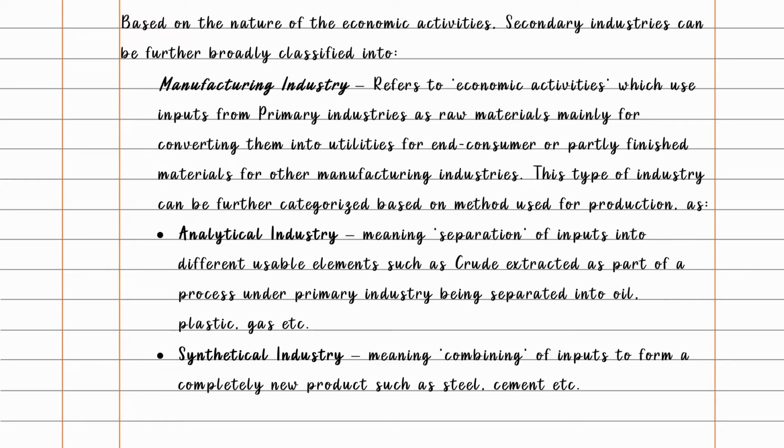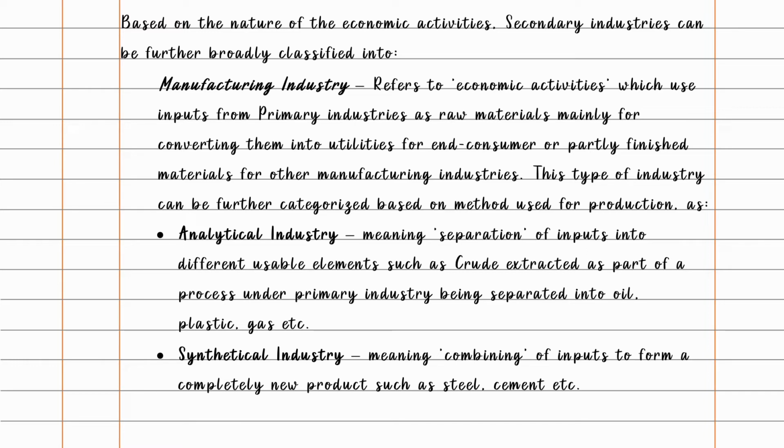One is the analytical industry. So when you get the input, you segregate the input, you break it up into small parts, and you use each of the parts as finished products. So let's say you extract crude from below the earth, and you convert that into, or you break it up into petrol, diesel, any other types of oil, plastics, etc. So we start with the analytical industry, which means there's a separation of the inputs that we are getting from the primary industry.